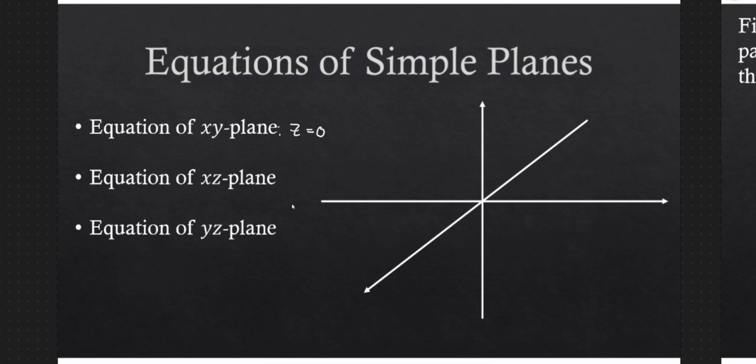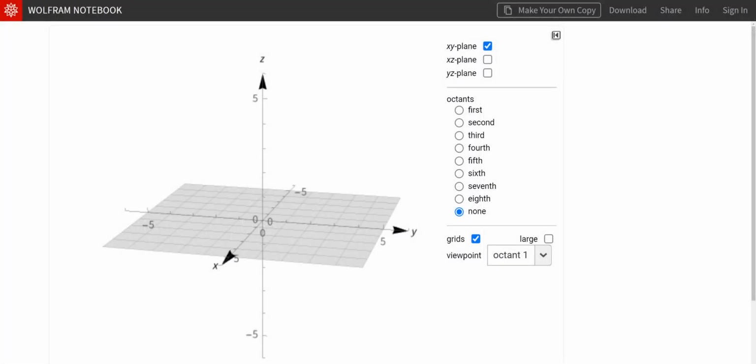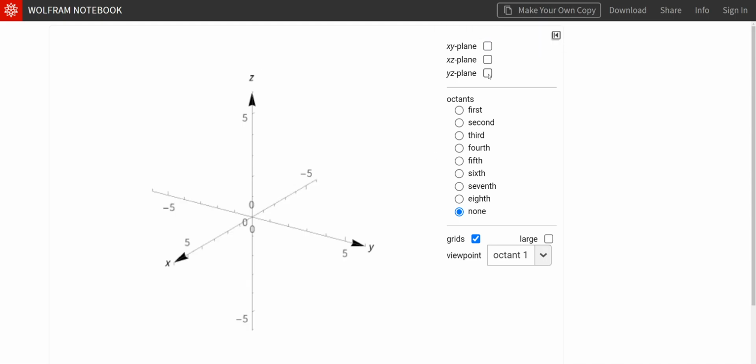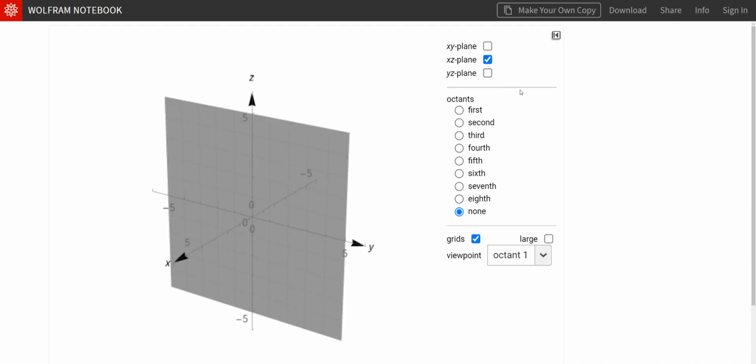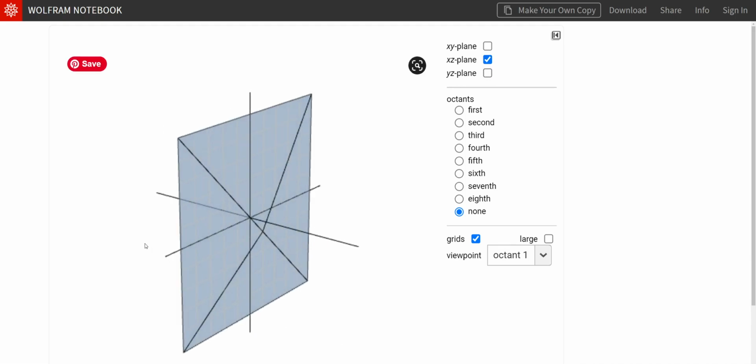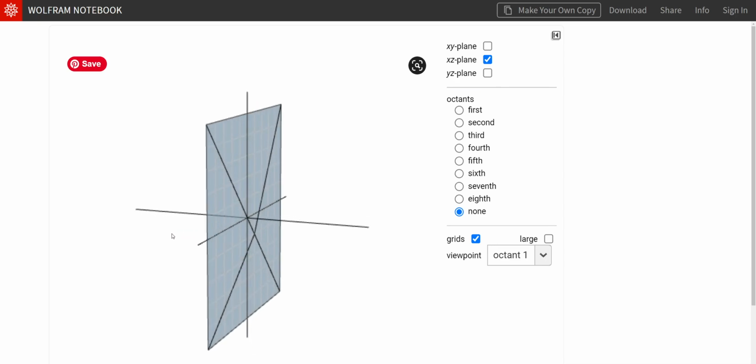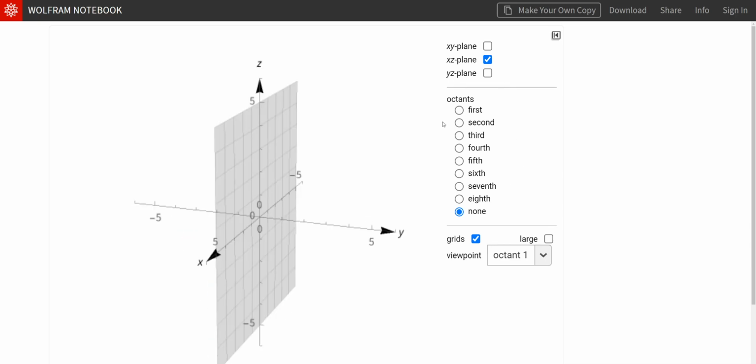Think about what would be the xz plane. So again, here's the x-axis. Here's the y-axis. Here's the z-axis. So the xz plane is just the plane where x can be anything, z can be anything, but y needs to be fixed at 0. There you go. That's what that looks like. That's the xz plane. And it should have the form y equal 0.